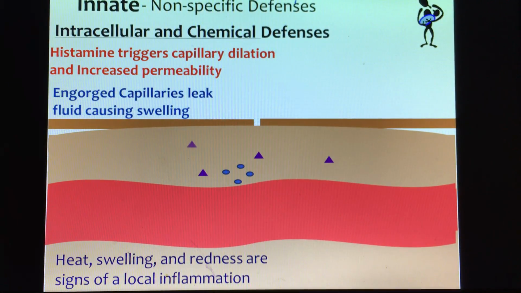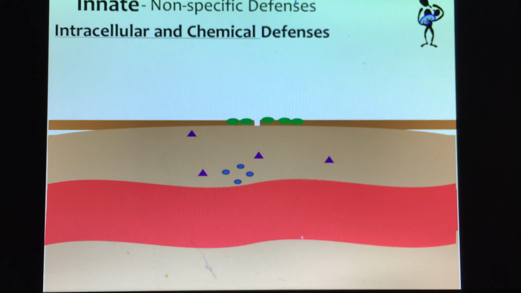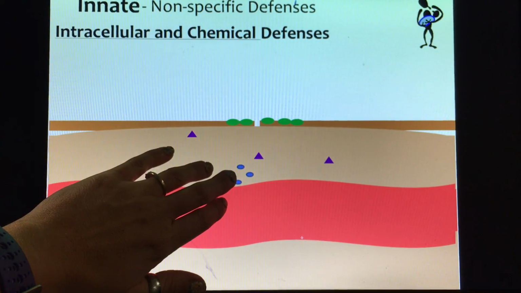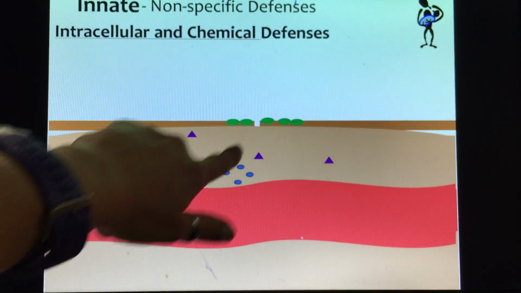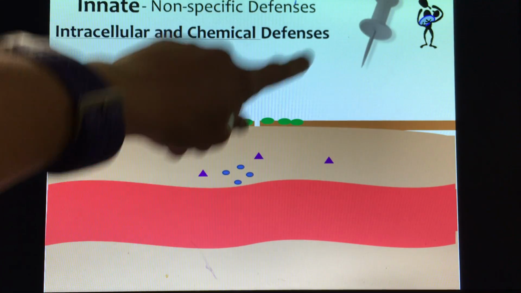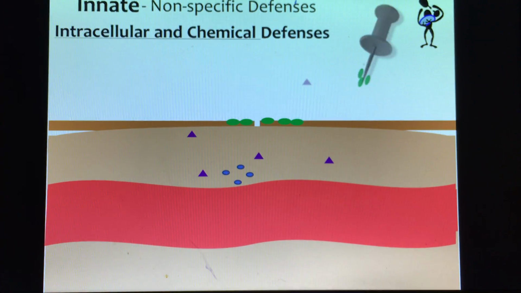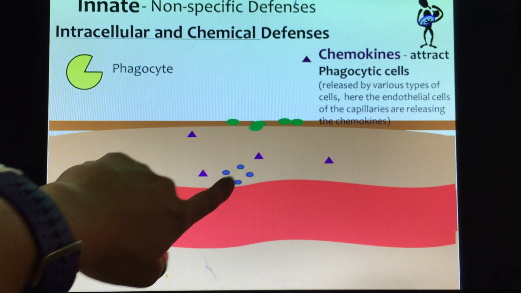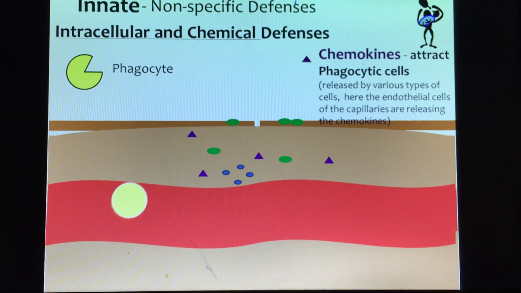Now keep in mind, also, the walls of the capillaries, once they're dilated, are going to release a chemical called chemokines. Now, the reason for these chemokines, if you think about it, right here, you have a break in the skin and the cells are damaged. Now, most likely, when your skin is broken, bacteria or pathogens that were on your skin or on the thing that poked you or broke your skin are allowed to enter into the tissues. So it makes sense that you need to bring white blood cells to that area.